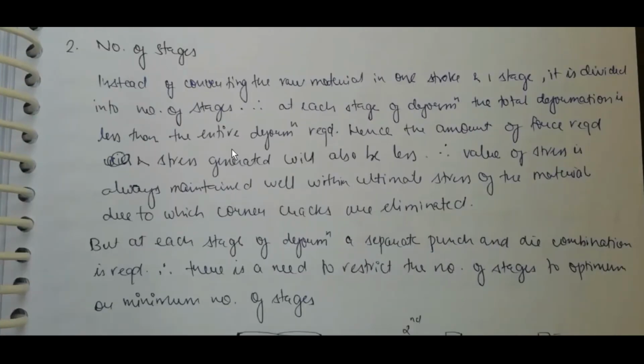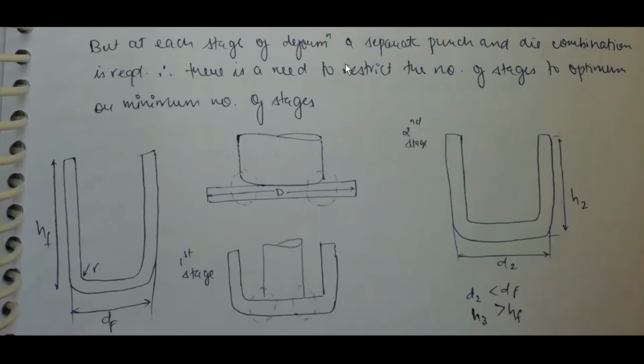Number of stages: instead of converting the raw material in one stroke and one stage, it is divided into a number of stages. At each stage of deformation, the total deformation is less than the entire deformation required. Hence, the amount of force required and stress generated will also be less. Therefore, the value of stress is always maintained well within the ultimate stress of the material, due to which corner cracks are eliminated. But at each stage of deformation, a separate punch and die combination is required. There is a need to restrict the number of stages to an optimum or minimum number of stages.